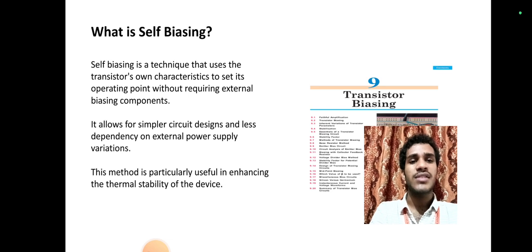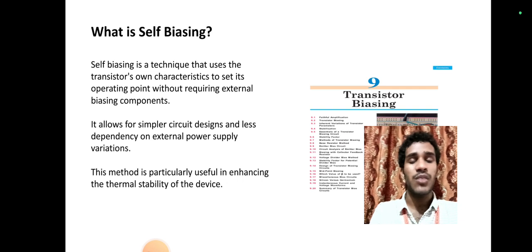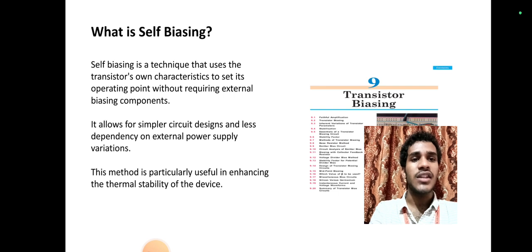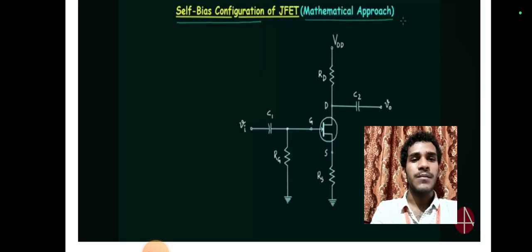What is self biasing? First, we look at self biasing. What is the technique? How will it be implemented? Self bias is a technique that uses the transistor's own characteristics to set its operating point without requiring external biasing components. It allows for simpler circuit designs and less dependency on external power supply variations. This method is particularly useful in enhancing the thermal stability of the device.